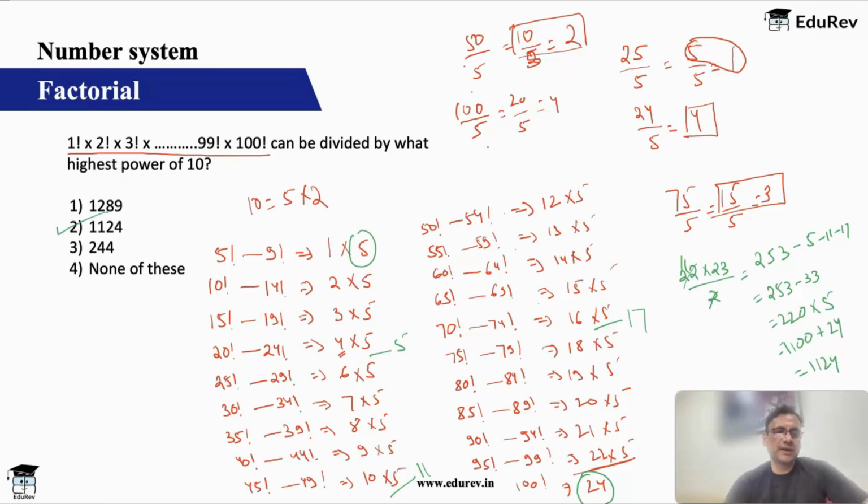So this can be divided by 10 to the power 1124, or this has 1124 zeros in the end, or this can be divided by 5 to the power 1124. Same answer because 10 and 5 both are multiples of 5 and 2 is not in short supply. Okay, so this is a slightly longer answer, but again a very good question to clear all concepts related to factorial.